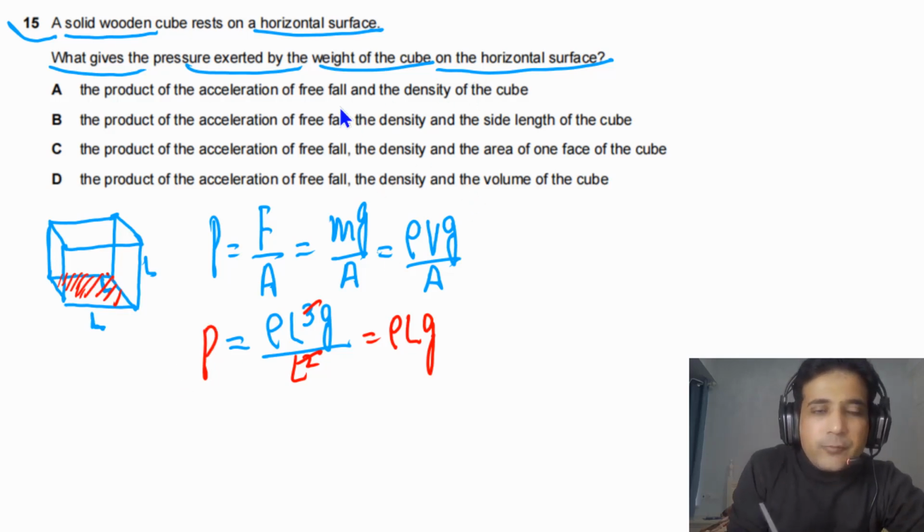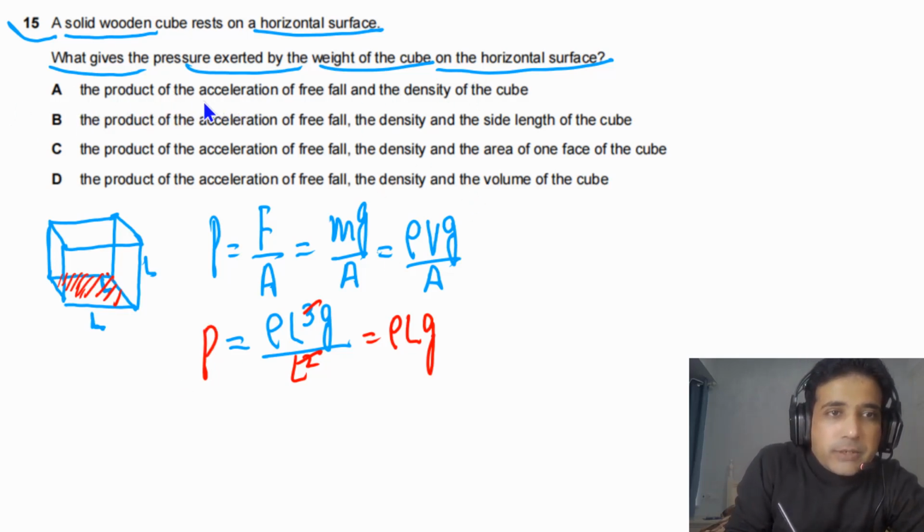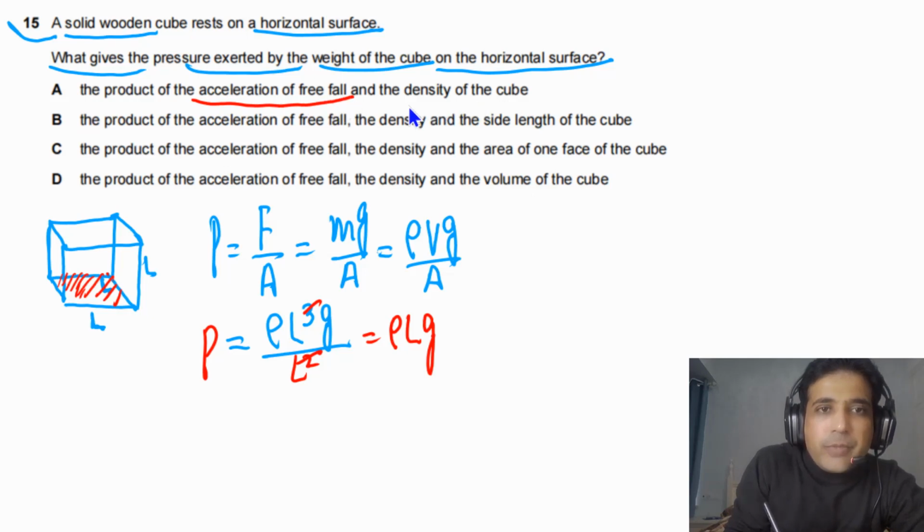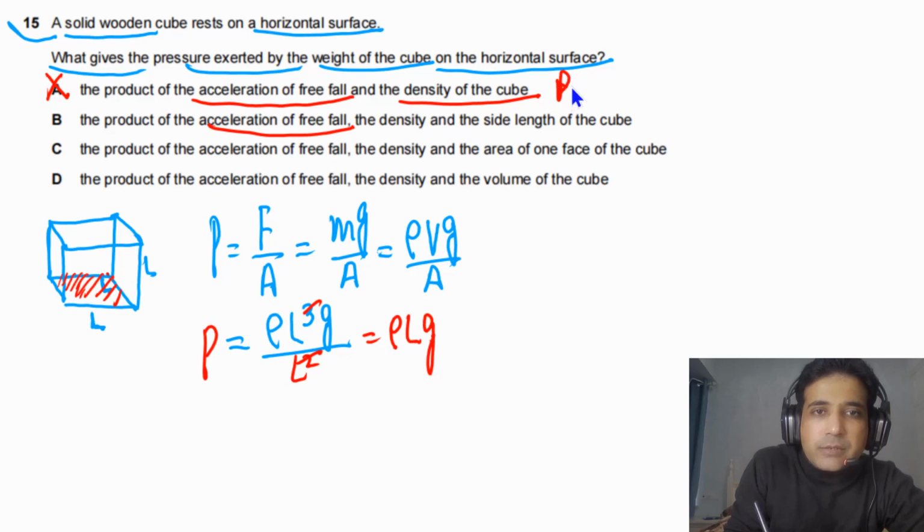If you look at the given options, for option A, it is given to us the product of acceleration of free fall and density of the cube. So it means volume is missing and cross-sectional area is also missing. So that is not possible. It's simply telling you density and g, but L is missing here. So it cannot be the answer. Product of acceleration of free fall, in this case, they told you this is rho times g. So that's not possible. This is telling you acceleration of free fall, density and side length. So this is telling you P is equal to rho L g. And this one is possible.